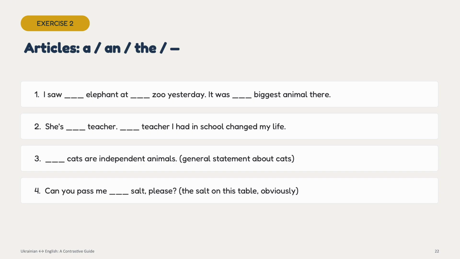Is it correct or would you change it? I was thinking maybe I saw an elephant at the zoo or a zoo, and it was the biggest animal there. Okay, and let's discuss why it has to be exactly like this. Why should it be an article instead of the? It's singular.